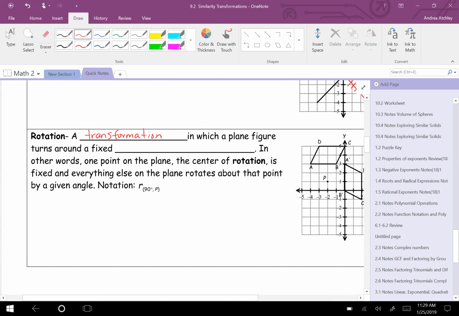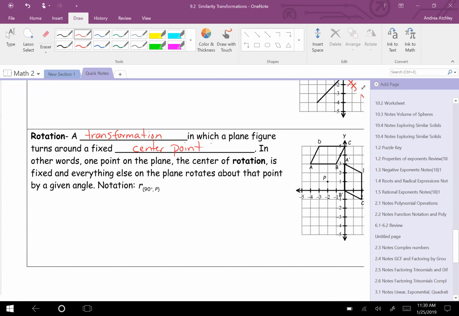In which a plane figure turns around a fixed center point. In other words, one point on the plane, the center of rotation, is fixed, and everything else in the plane rotates about that point by the angle given. Okay, notice they're going to do the notation of a little r now.